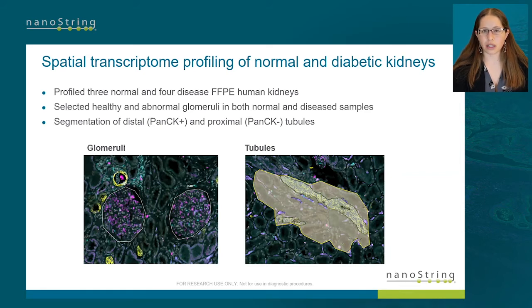You can also select ROIs based on the expression of marker genes, and that's what we did for the tubules. As I said, the distal tubules express pan-CK, and what the instrument can do is automatically segment this region into the pan-CK positive ROI and the pan-CK negative ROI. So you can separately profile the distal and the proximal tubules, even though they're quite close to each other in space.